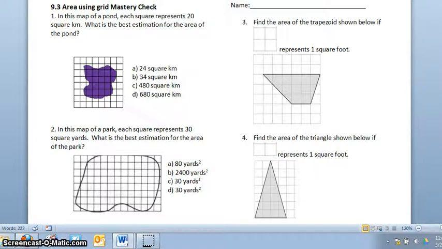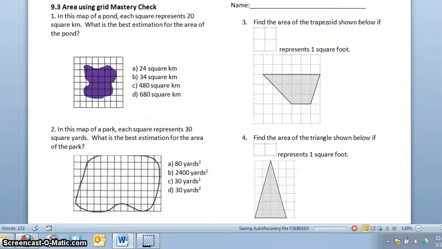All right, this is 9.3 area using a grid mastery check. The first question asks us what the best estimation for the area of this pond is, and it also tells us that each square represents 20 square kilometers.